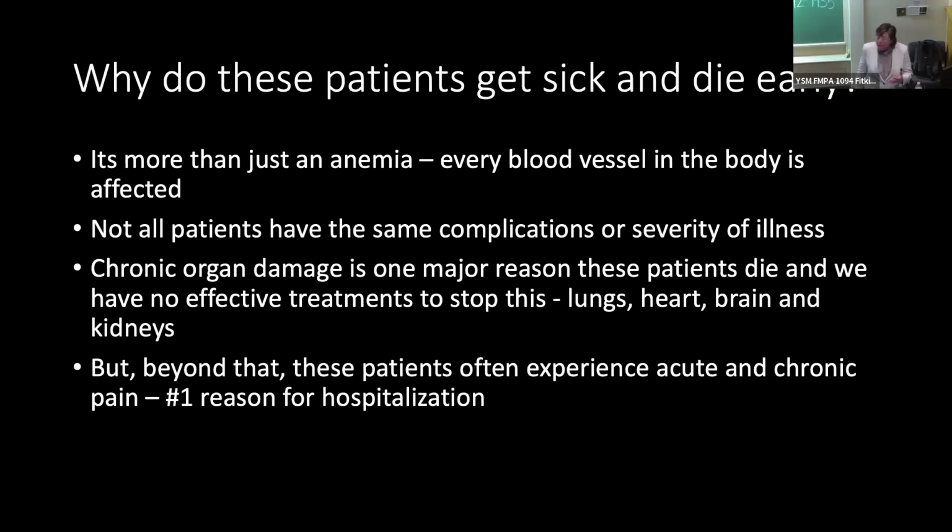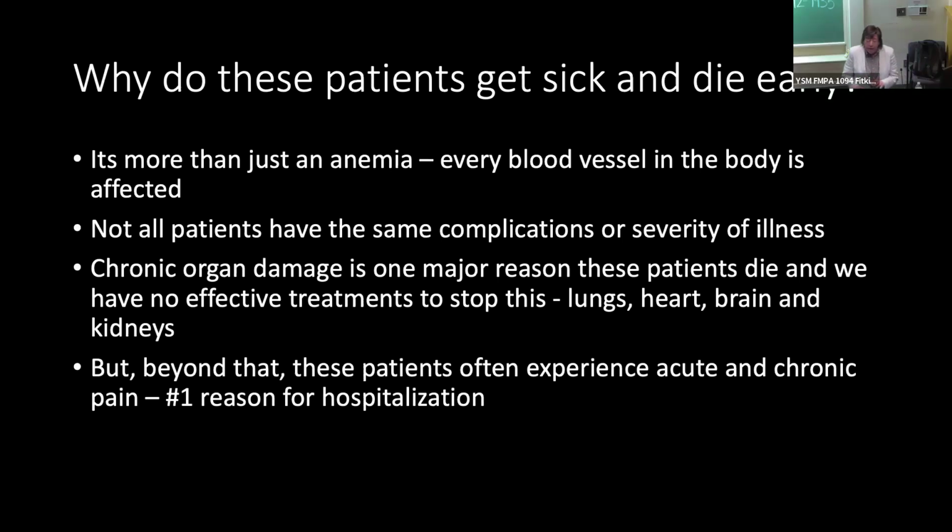So why do people with sickle cell disease get sick and die early? One of the misnomers about this disease is that it's not just an anemia. This is a diffuse systemic vasculopathy that affects almost every vascular bed in the body. But the interesting part of this disease is that everybody shares the same hemoglobin mutation, but not everybody has the same amount of complications or disease severity.